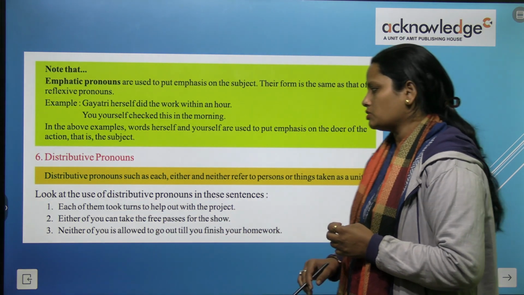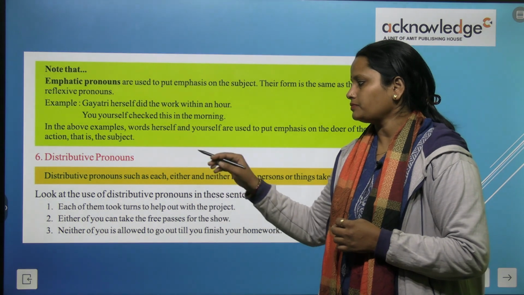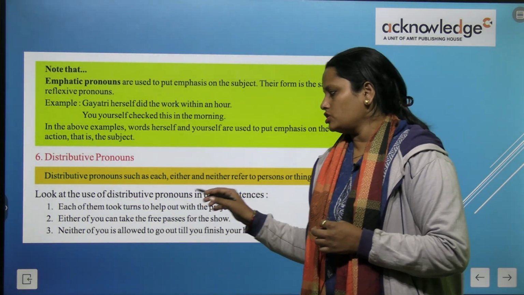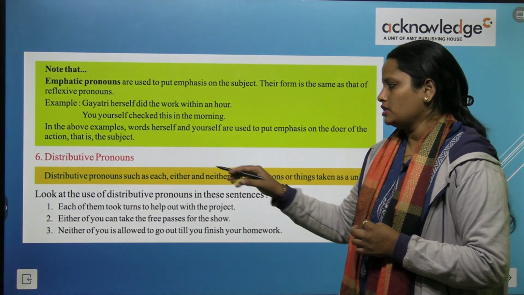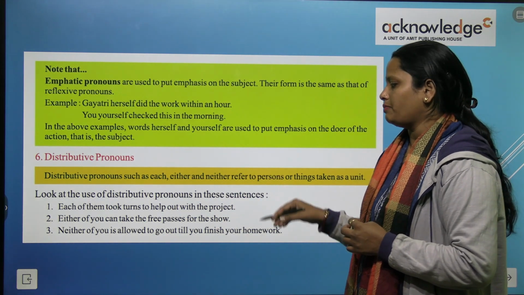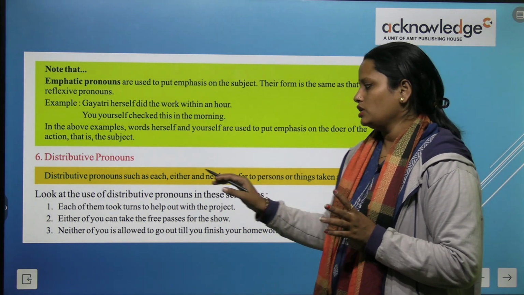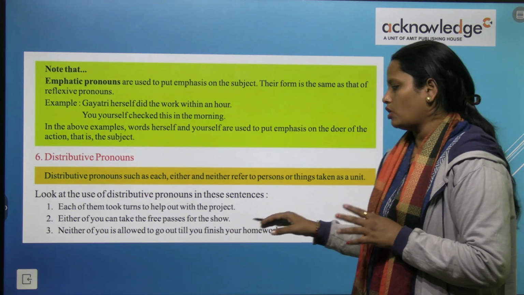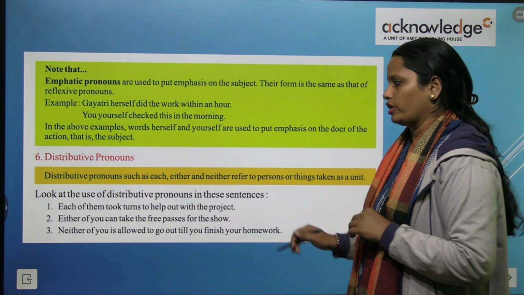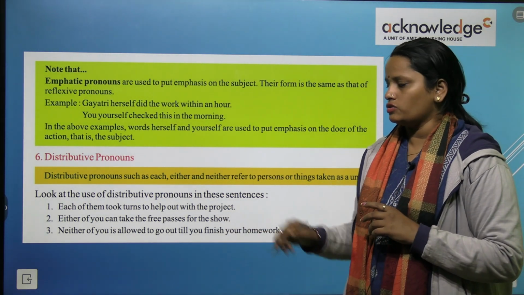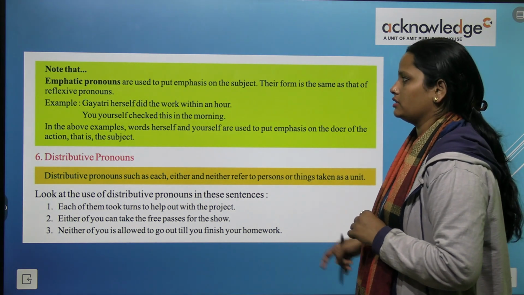Now look at the use of distributive pronoun in these sentences. Each of them took turn to help out with the project. Either of you can take the free passes for the shadow. Neither of you is allowed to go out till you finish your meal. So in all these sentences, we have used each, either and neither.